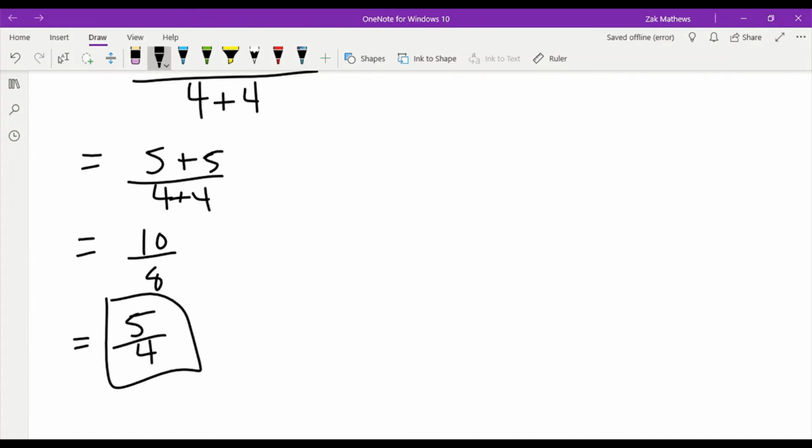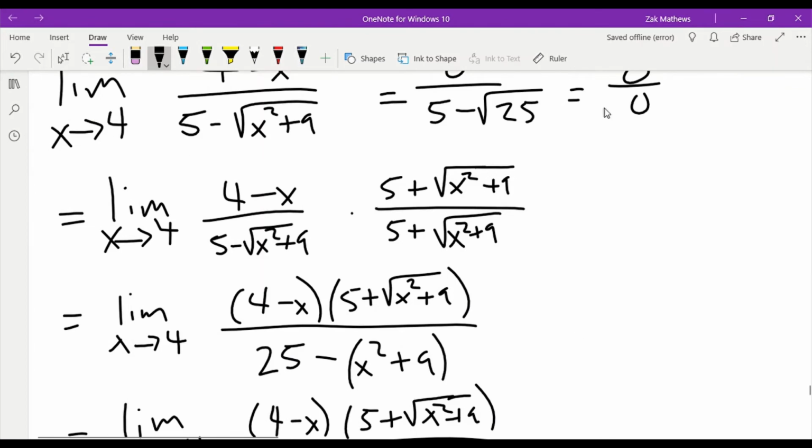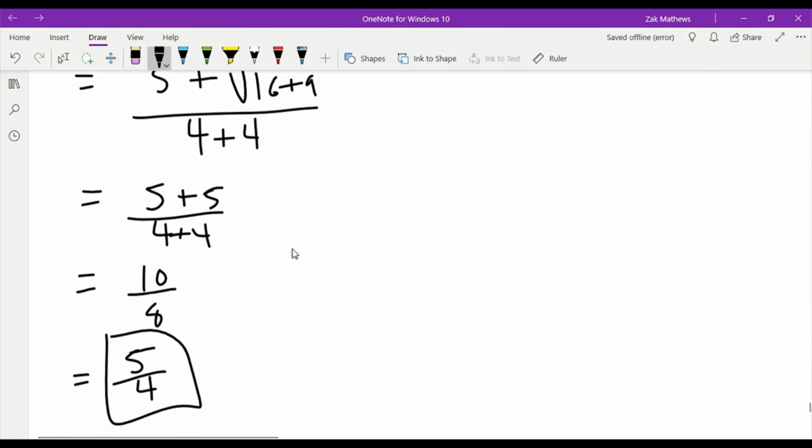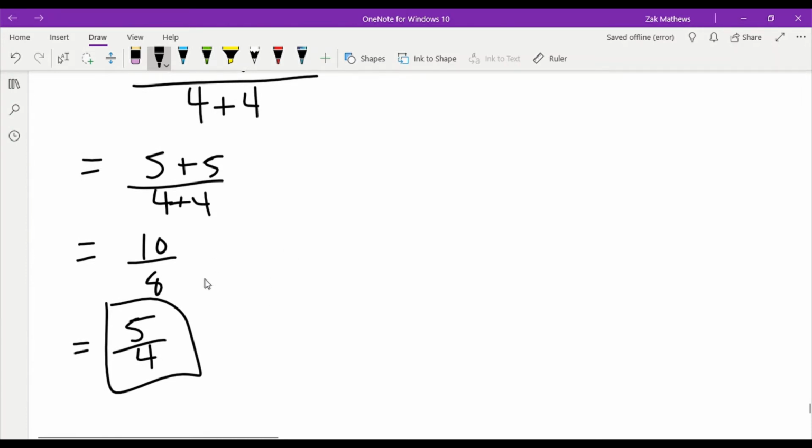And so once again, we started with something where we had 0 over 0 indeterminate form. We've been able to work it to a point that we actually do end up at a set value. We get 5/4. We found its limit. So 3 tricks we've seen so far.